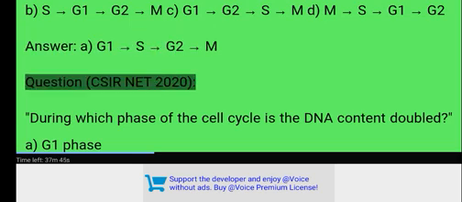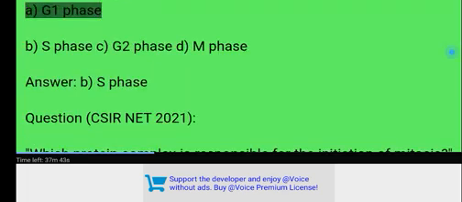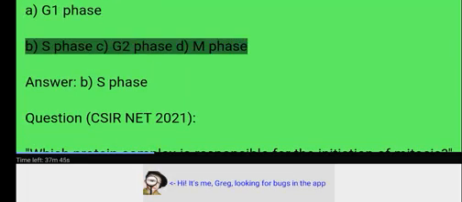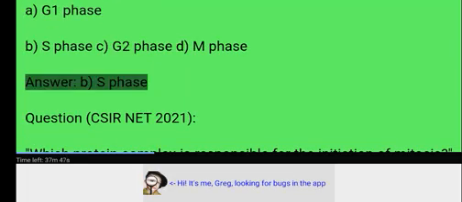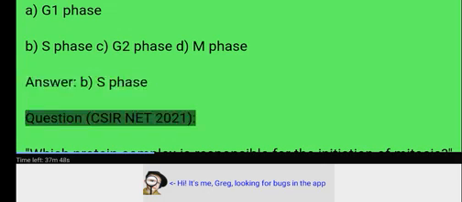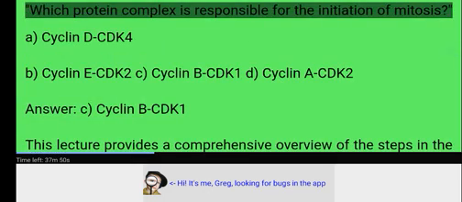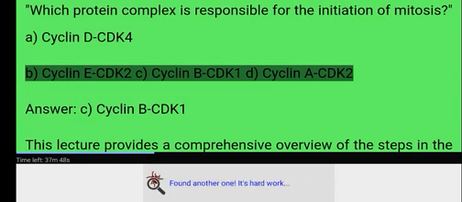Question, CSIR NET 2020. During which phase of the cell cycle is the DNA content doubled? A. G1 phase. B. S phase. C. G2 phase. D. M phase. Answer: B. S phase. Question, CSIR NET 2021. Which protein complex is responsible for the initiation of mitosis? A. Cyclin D-CDK4. B. Cyclin E-CDK2. C. Cyclin B-CDK1. D. Cyclin A-CDK2.